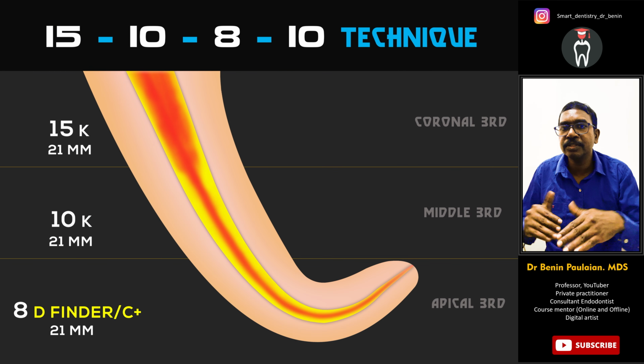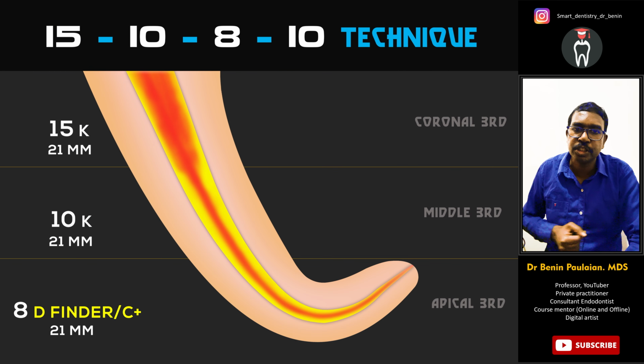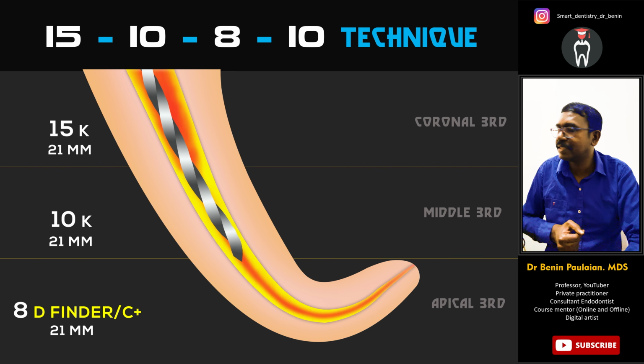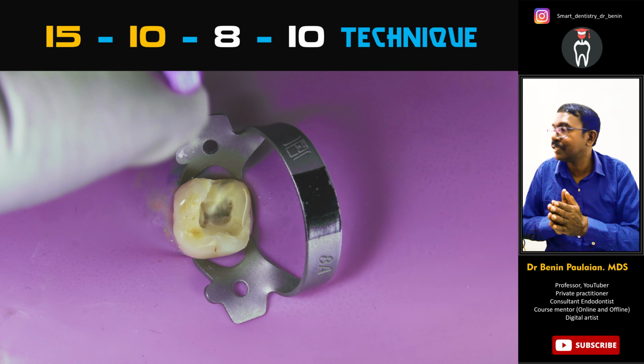Once that is done, in the second part, we have enlarged the coronal 1/3. So in the second stage, we have to go till the middle third and we have to use a 10 size file. So now you can see I am using a 10 size K file, again 21 millimeter, and I will push it a little more deeper inside.